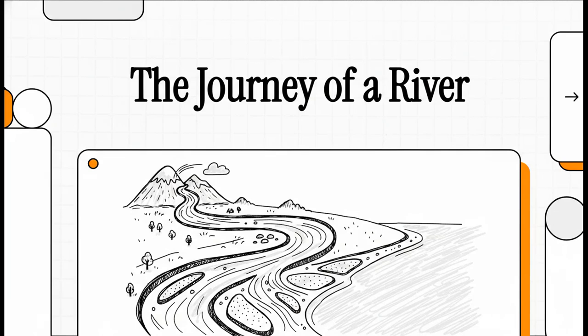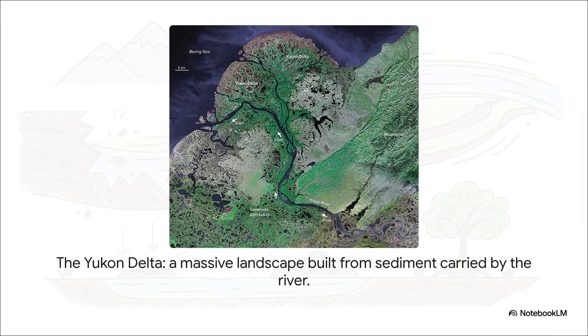Today we are diving into something truly epic, the journey of a river. We're going to follow the water and see exactly how it literally sculpts the world around us. Take a look at this. It might look like the end of the line. And in a way it is. This is the Yukon Delta, this massive landscape that was built literally from scratch by the river itself.